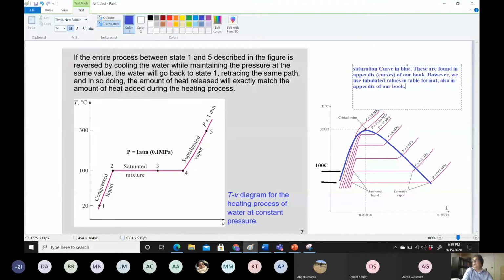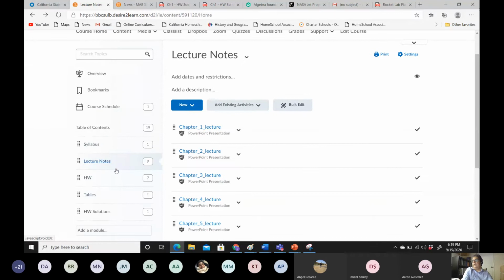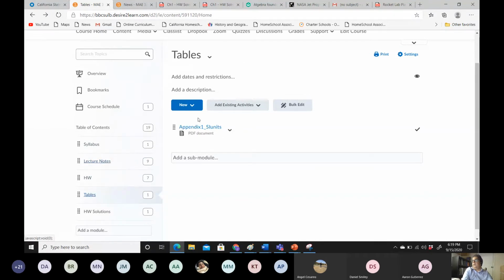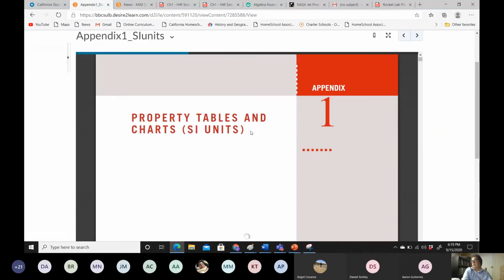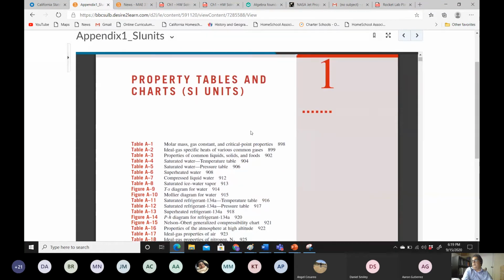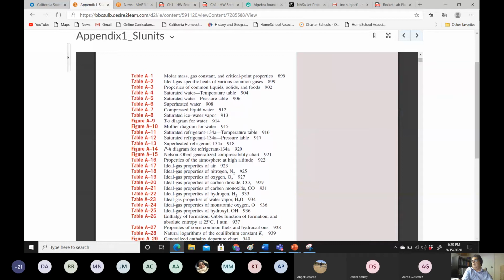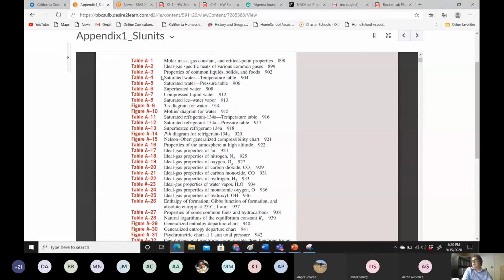If we go to our site here, we have tables on Blackboard. If you click on it, these are our property tables, right? And we use a lot of water. So that's A4, the saturated water temperature table, and the saturated water pressure table. A6 is superheated water, so this is where the water's all been boiled. We don't use table A7. We basically use tables 4 and 5 in a different way to substitute for table 7, compressed liquid water. Saturated ice, we don't use any of that. But then there are different properties, right?